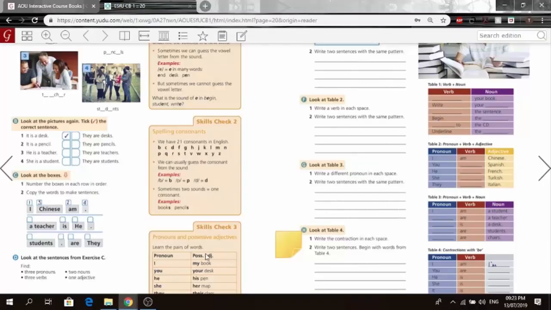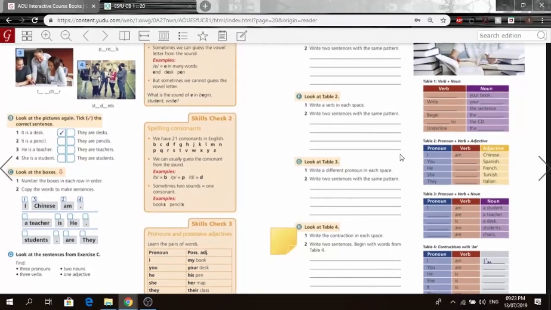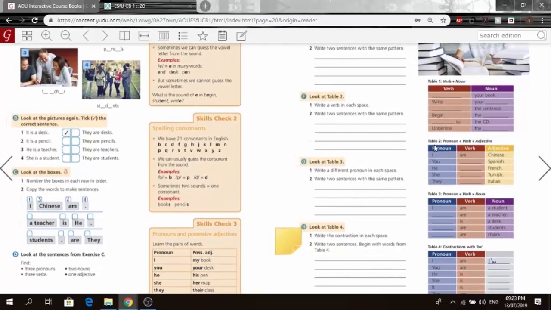Let's go back and finish the, okay, which one was it? Yep, it was this one. So table number 2, pronoun plus verb plus adjective, right? So I, obviously we said I always goes with am, so I am Chinese. You, by the way, this is also a good one. You always goes with are, okay? You might be thinking, how can you go with are? It uses plural, okay? So you never say in English you is, okay? That's wrong. So you are.